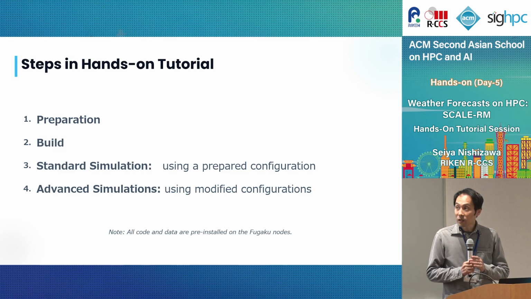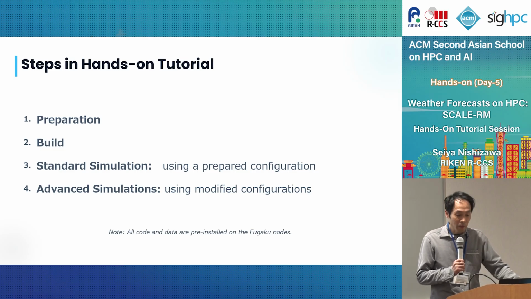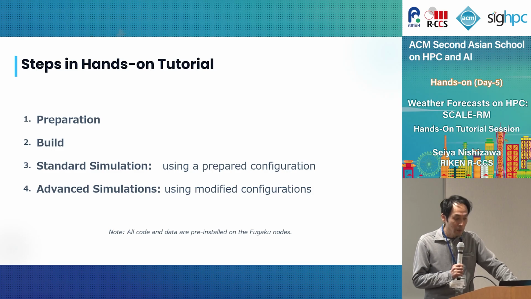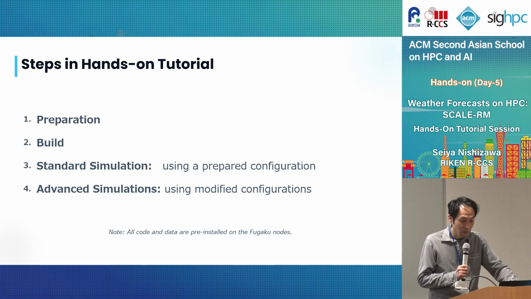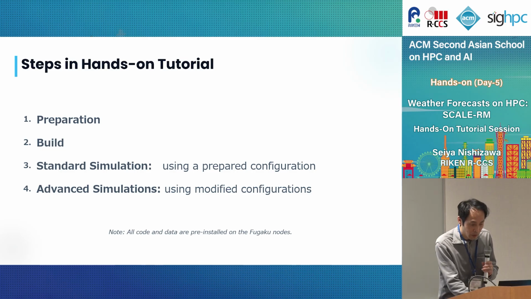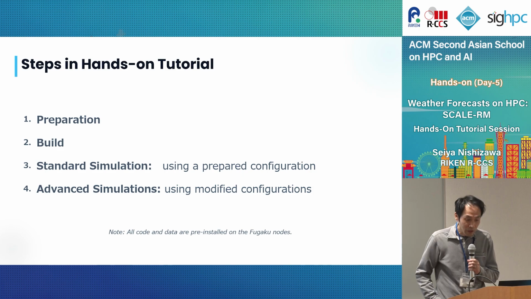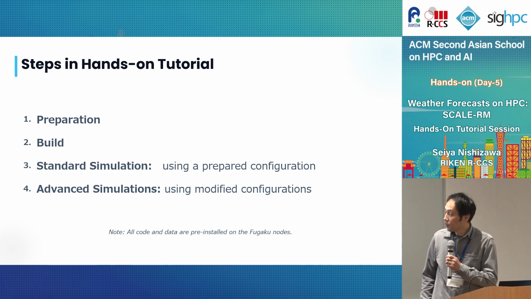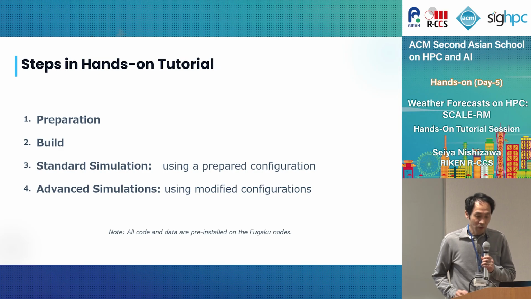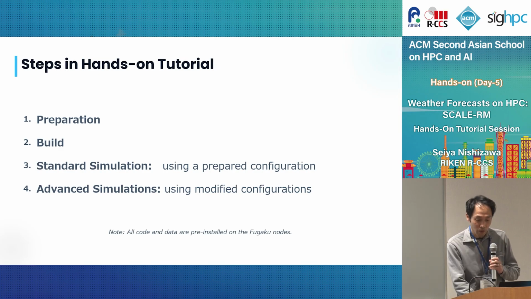For the advanced cases, you can choose the events within August 2009 or November 2025, which include a strong typhoon in Southeast Asia. All necessary code and input data have already been prepared on Fugaku. So you can focus on understanding the workflow rather than the data preparation.